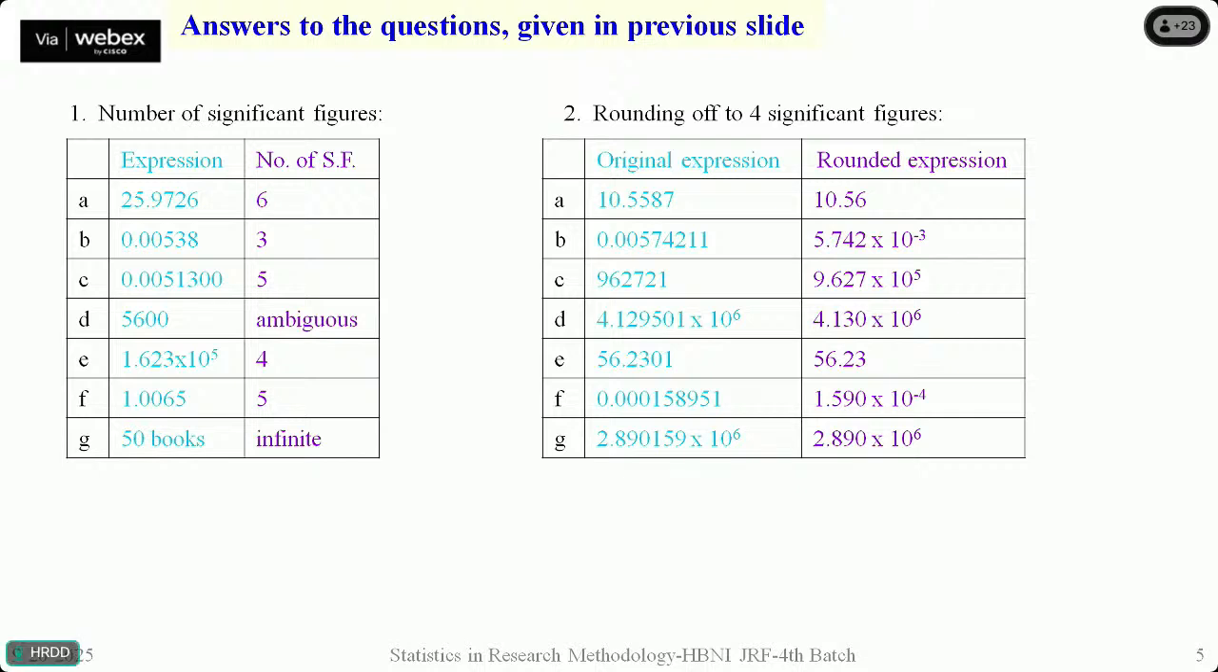10.56, 5.74, 2 into 10 to the power minus 3, 9.627 into 10 to the power 5, 4.130 into 10 to the power 6, 56.23, 1.590 into 10 to the power minus 4, 2.890 into 10 to the power 6. Okay?